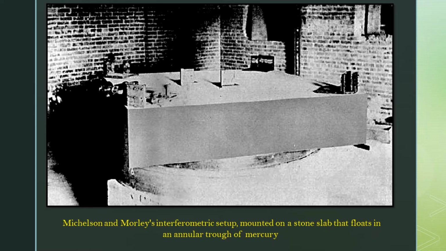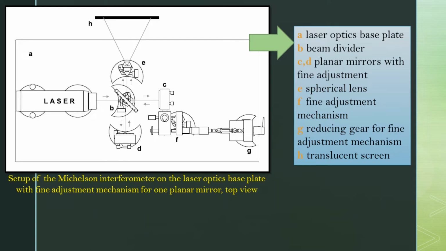Okay, so this is the setup they have used. You can see the picture of the experimental setup that is used in our lab, and the parts of the experiment are written here. The parts A, B, C, D, E, F, G, and H are marked in this picture. A is the laser source. Here we will use a helium neon laser source. B is the beam divider.